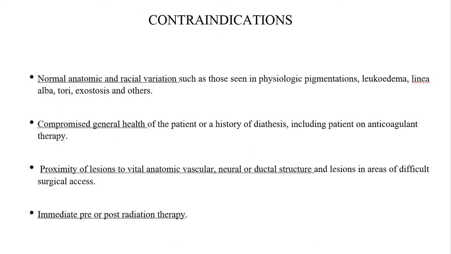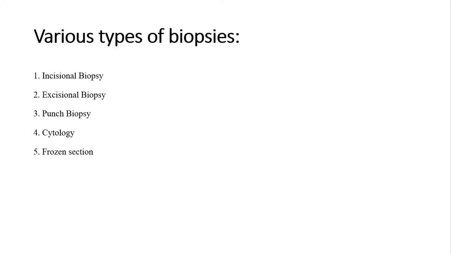Contraindications of biopsy. Normal anatomic and racial variations, such as those seen in physiologic pigmentations, leukoedema, linea alba, tori, exostosis, and others. Compromised general health of the patient or history of bleeding diathesis, including a patient on anticoagulant therapy. Proximity of lesions to vital anatomic, vascular, neural, or ductal structures, and lesions in areas of difficult surgical access. Immediate pre or post radiation therapy.